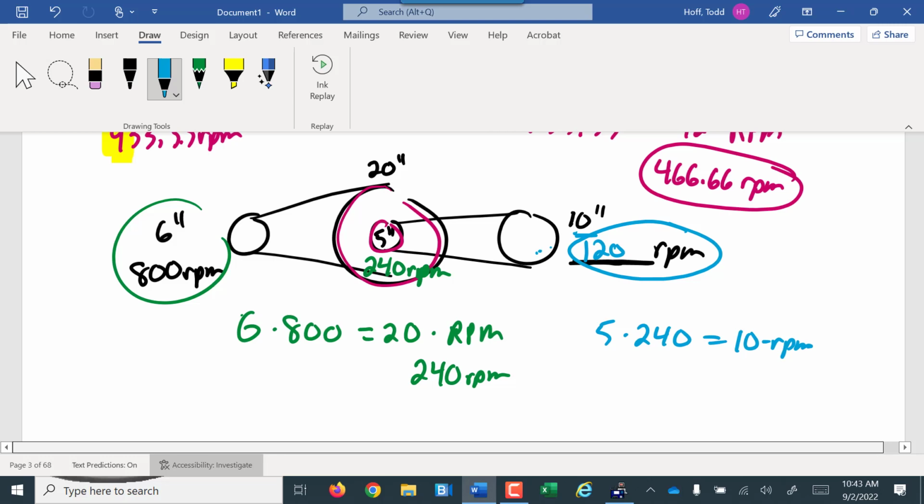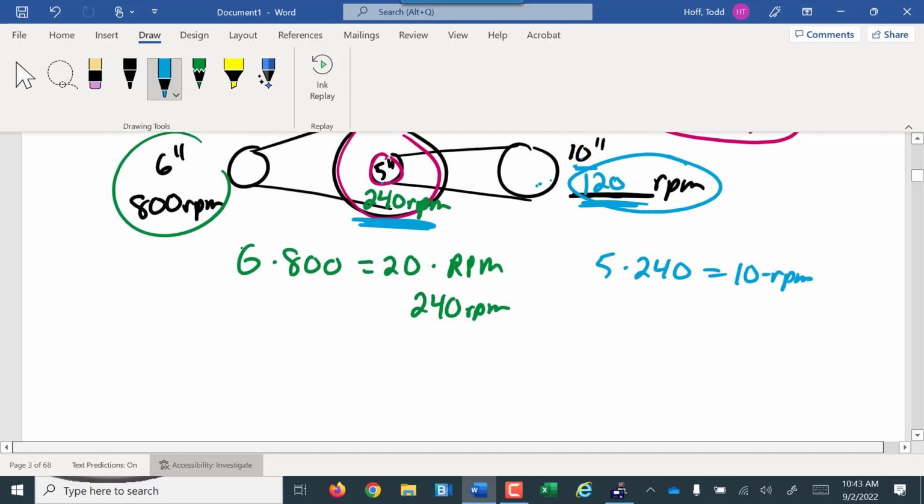You'll notice there, by the way, the ratio of the pulleys, 5 to 10, is a 2 to 1 or 1 to 2 ratio. The ratio of the RPMs, 240 to 120, is a 2 to 1 or 1 to 2 ratio. The difference is it's reversed. The bigger pulley has the smaller RPM.